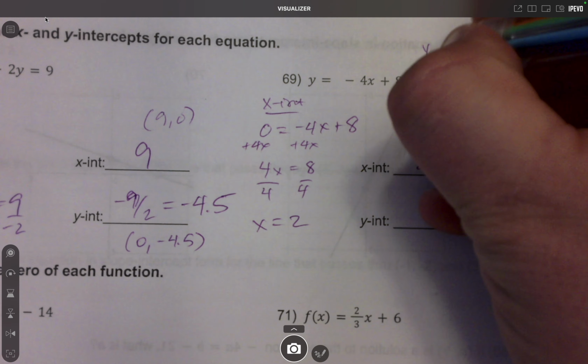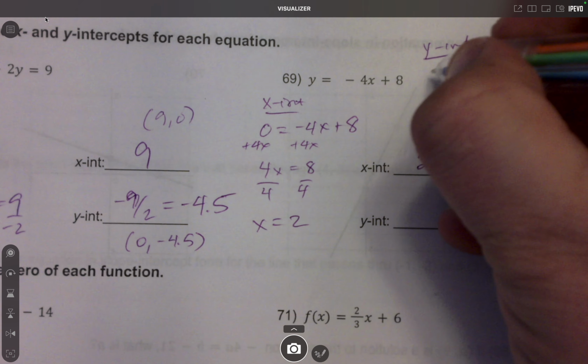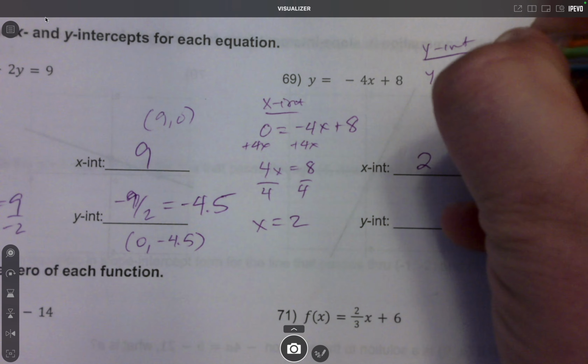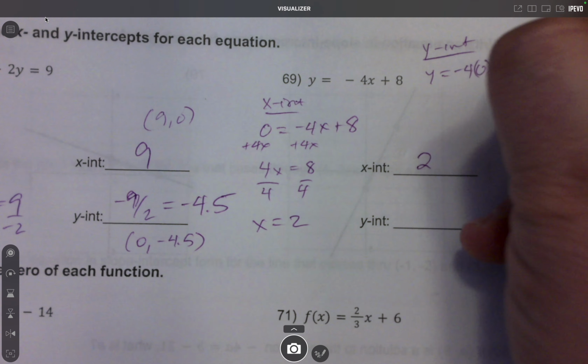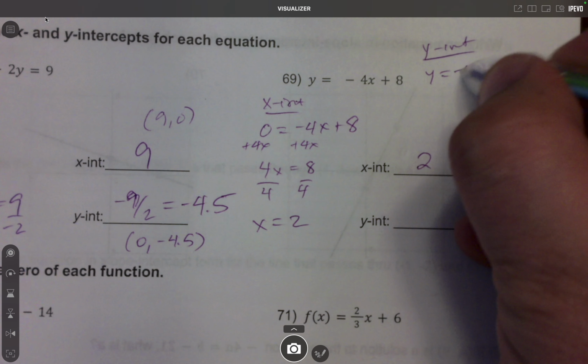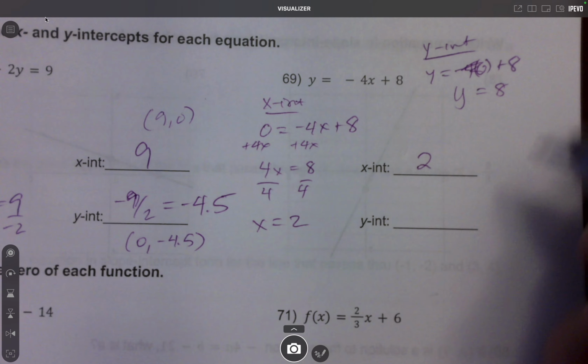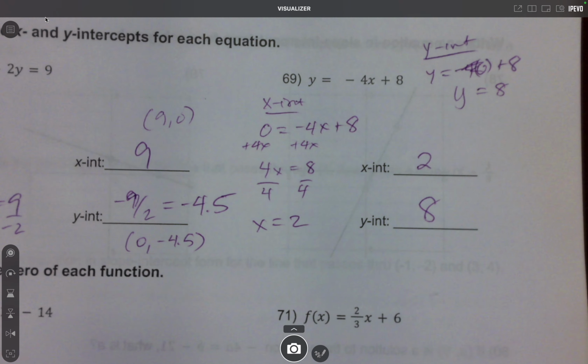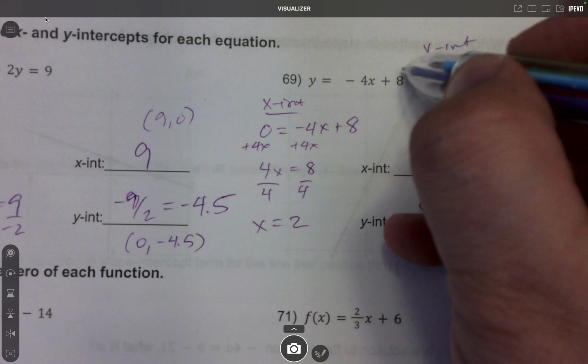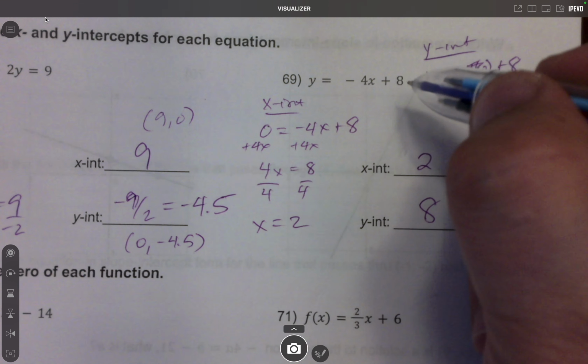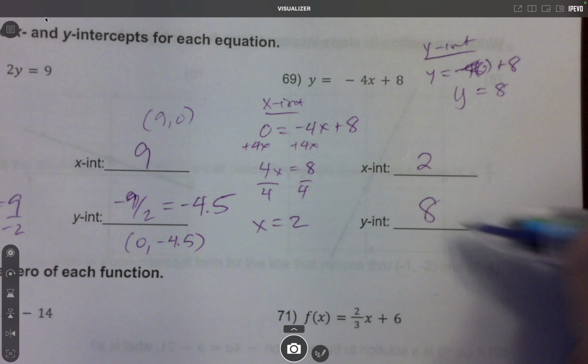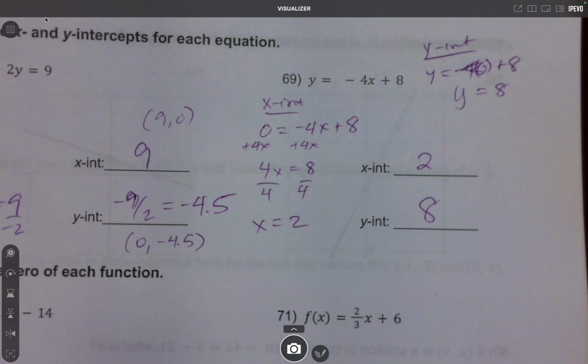Now for the y-intercept, do the opposite. We plug in 0 for x. Negative 4 times 0 is 0, so we end up with just y equals 8. Which also is just that number right there, because this is in the slope-intercept form, so this number does tell us the y-intercept.